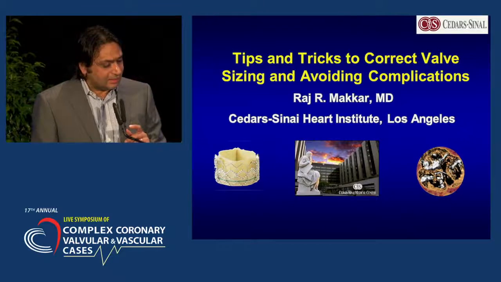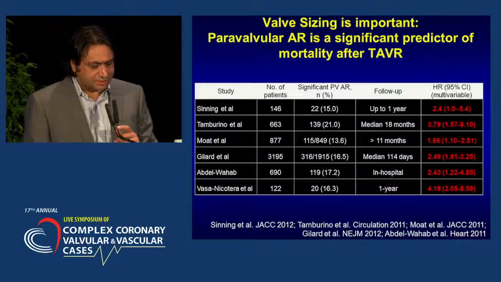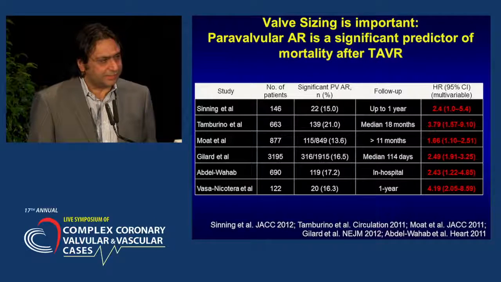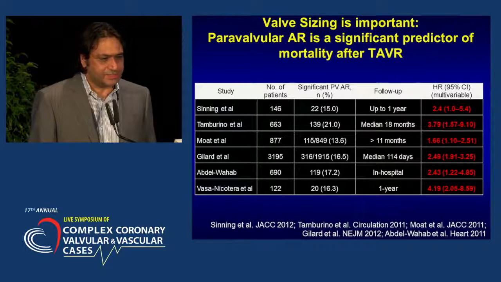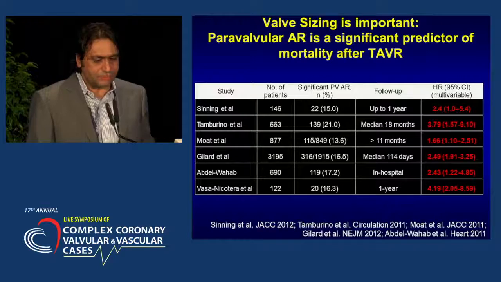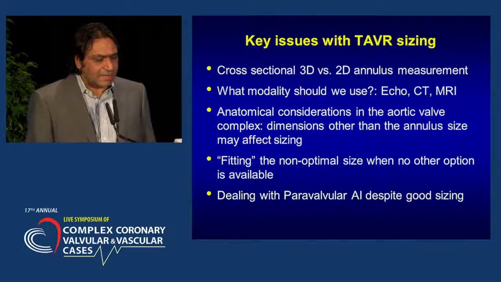So let me quickly just go through my talk here. Why properly size? Of course, to prevent paravalvular AI, because it's important, as shown here, in fact, that if you have AI, you've got worse outcomes. And what are the key issues that I actually want to discuss?